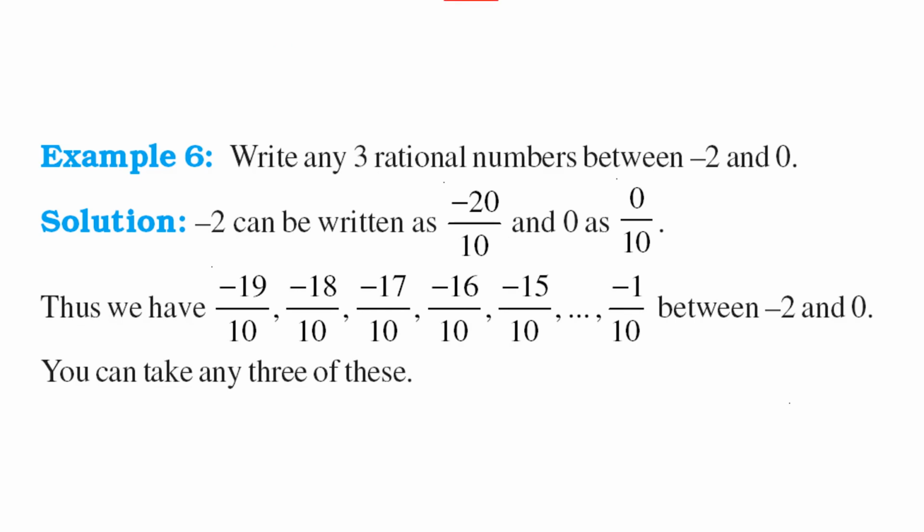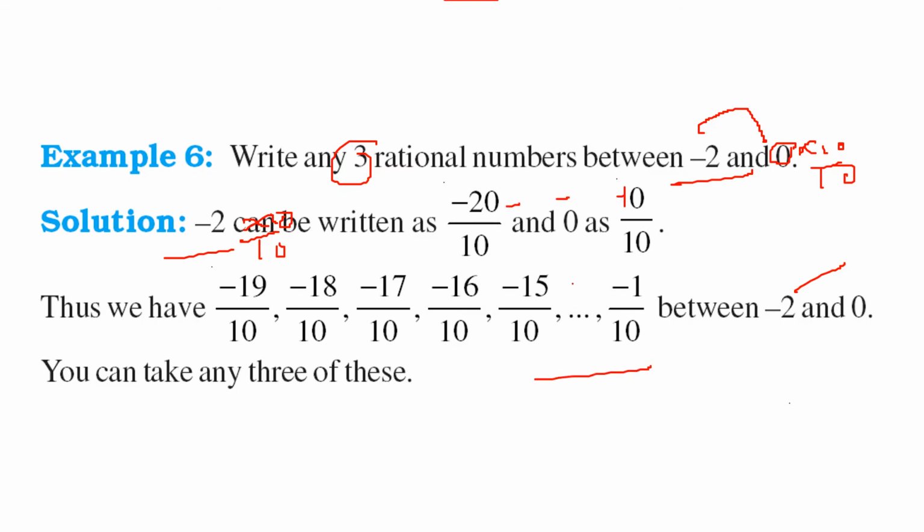So this is an example. We have to write three rational numbers between minus 2 and 0. We know that minus 2 and 0 are integers, and we just need three rational numbers. So minus 2 can be written by multiplying numerator and denominator by 10, so you get minus 20 by 10. And 0 can be written by multiplying numerator and denominator by 10, so 0 by 10. From minus 20 by 10 to 0 by 10, you have minus 19, minus 18 till minus 1. So these are all the rational numbers between minus 2 and 0. You can take any three of these.